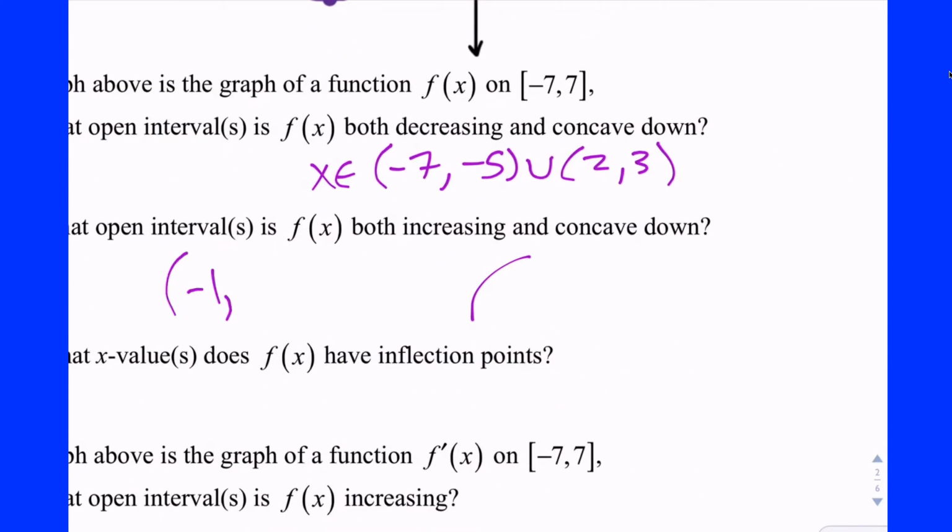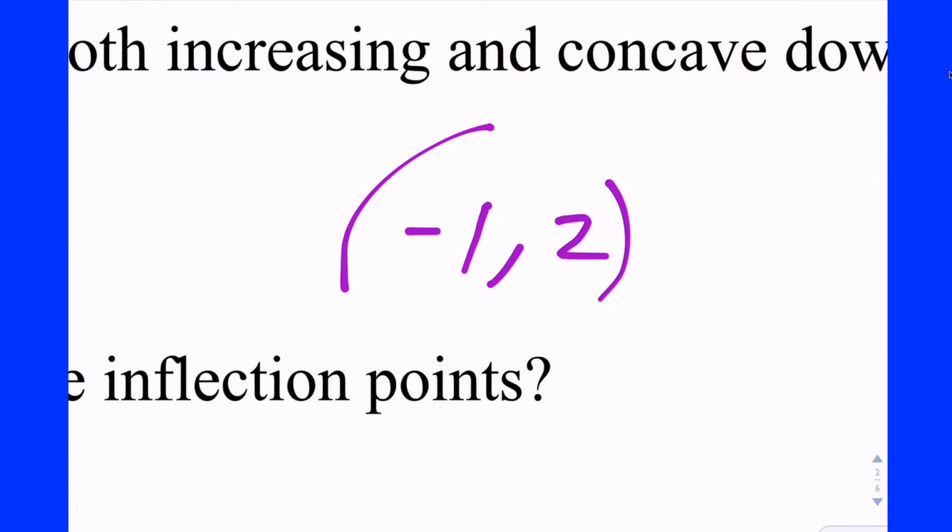-1 to 2. I almost used that as part of the parentheses over here. Look at that. You can use the increasing concave down. Yeah, this is called recycling, people. I like that. Recycling. Yeah, call me the MacGyver of mathematics.